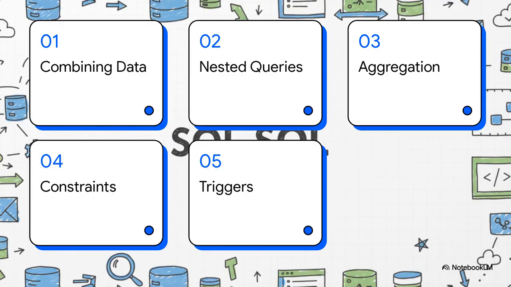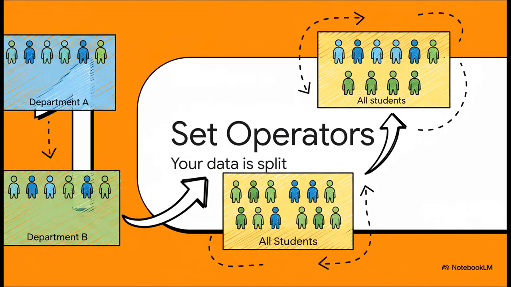So here's the game plan. We've got 5 killer tools to add to your developer toolkit. First, we'll see how to merge data that's scattered all over the place. Then, we'll learn to ask really complex, layered questions. After that, we'll figure out how to get the big picture from a sea of data, set up the rules to keep that data safe, and finally, make the database do things automatically. All right, first tool up, set operators.